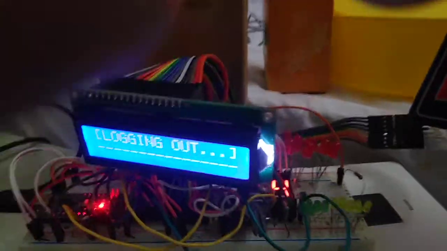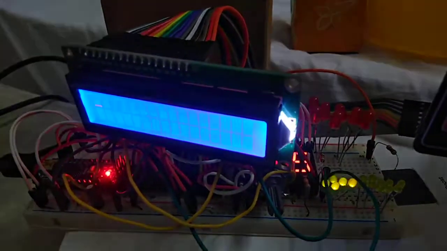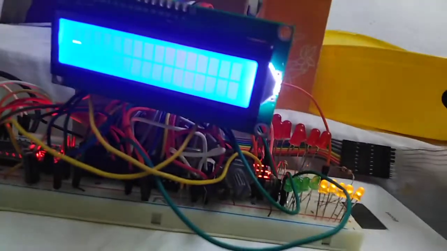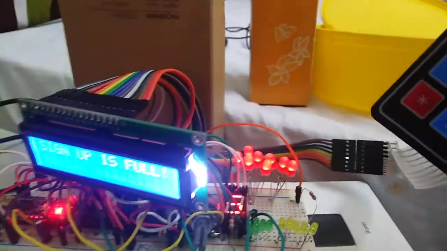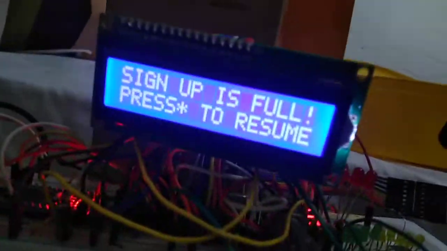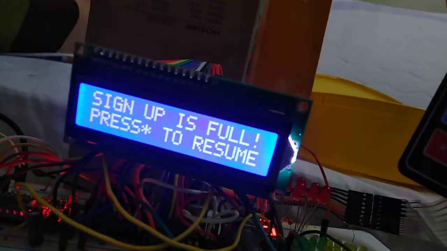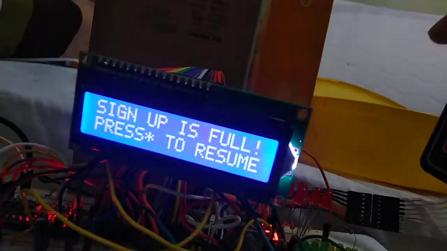When 5 registrations are successful, you see what happens now. It is different from just now. Green LED blinking 5 times, followed by yellow 5 times, then all LEDs become red for a while. Sign up is full. Press what button? Just now what I mentioned, there is one button.